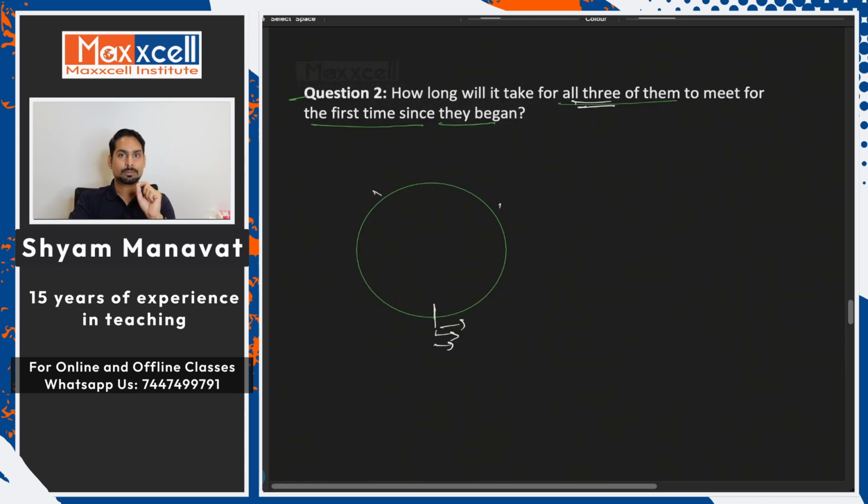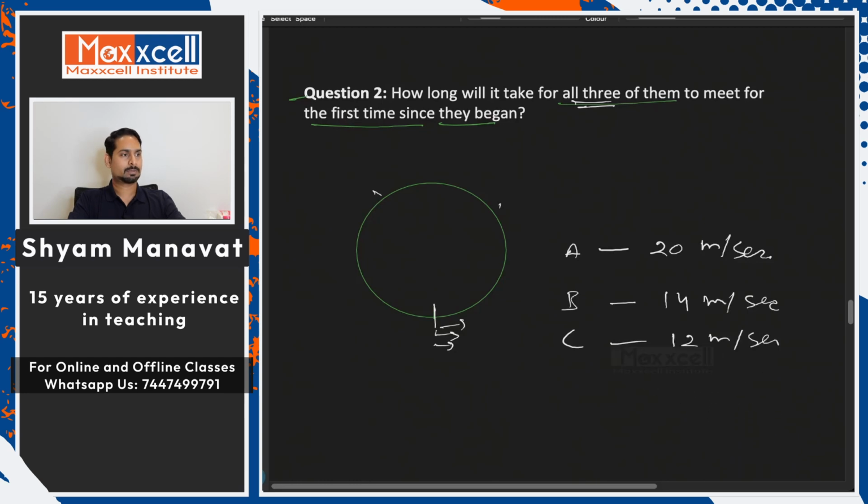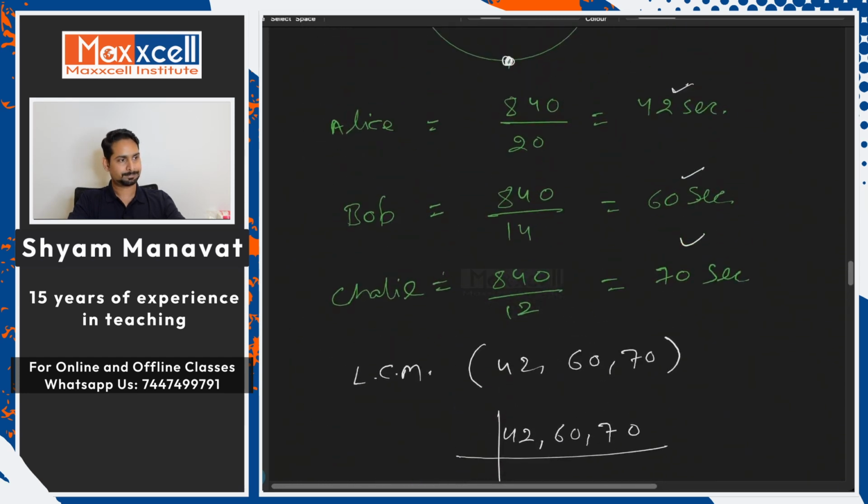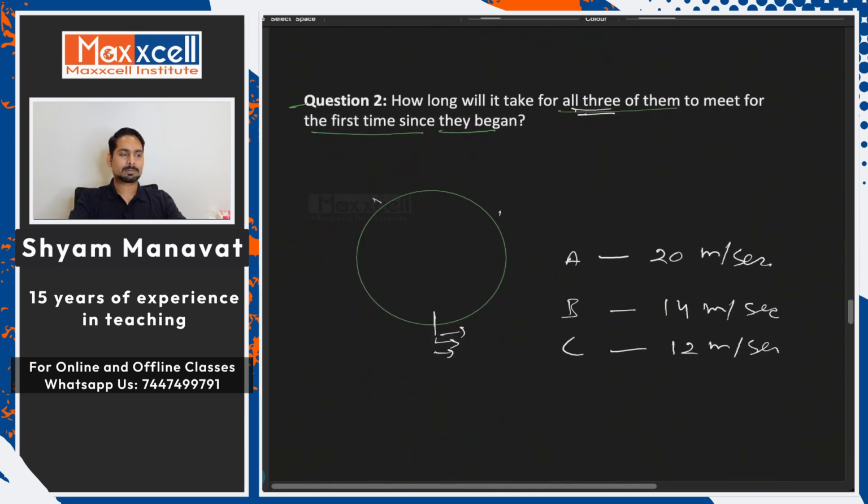What you need to do is take one common person. So you have Alice, Bob, and Charlie. Take one of them as common and compare the rest of the two with that. For example, I take Alice as common. Alice's speed is 20 meters per second. Bob was 14 meters per second. And Charlie was 12 meters per second, right? Let me check this again. 12 meters per second. Okay.